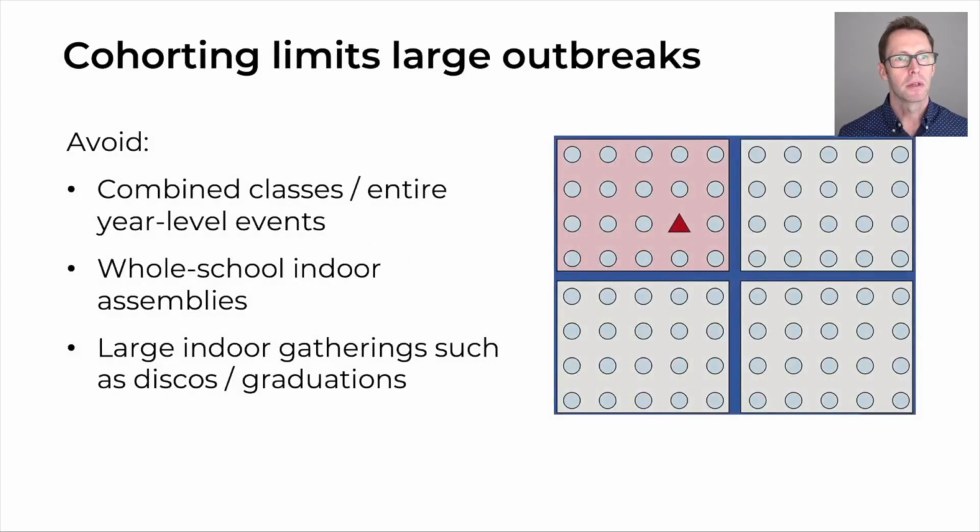And so cohorting is basically a measure to limit the likelihood of large COVID outbreaks. All you're doing is avoiding combining classes or having entire year level events, avoiding things like whole school assemblies where they're held indoors and where there might be a risk of COVID transmission, and avoiding large indoor gatherings, things like discos and graduation events, where they're in an indoor space, again, if there's not good ventilation.